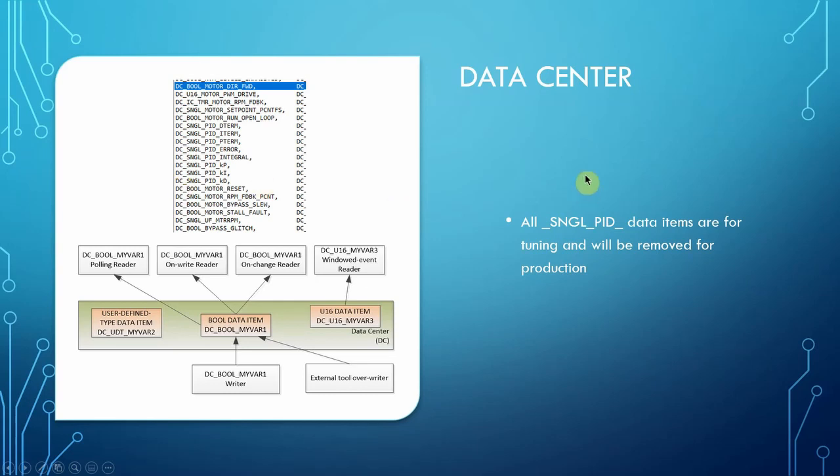So it's the data center that ties everything together, and this is a list of data items or variables for this demo. Everything with an SNGL_PID is here for tuning. These would go away for production. The rest of the variables will be used to control and view through the DDC tool.